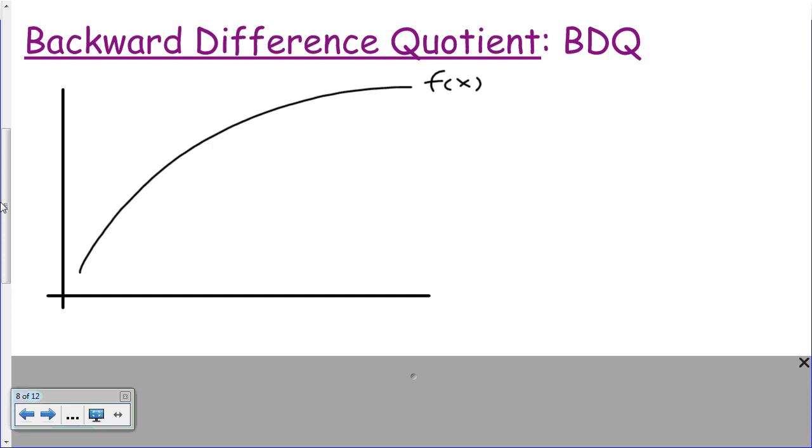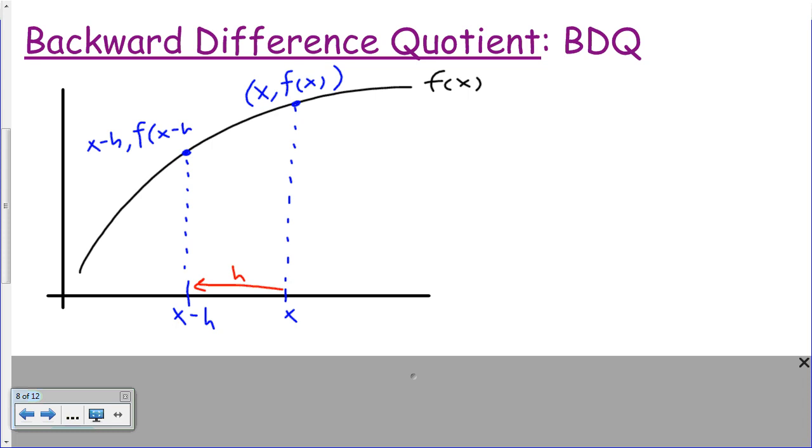And I'm going to pick a point here, say somewhere around here. I'll go ahead and name that point as x, f of x, like we did to start off with before. But now, because we're talking about a backward difference quotient, now we're going to go backwards from that point. And we're going to go some distance h backwards from x. So now this is x minus h is the name of that point right there. And that corresponds to this point on my curve, which I'll name as x minus h, f of x minus h.